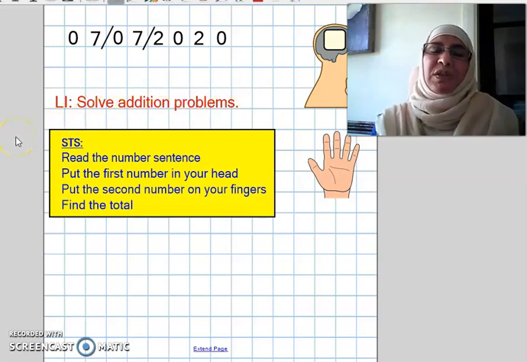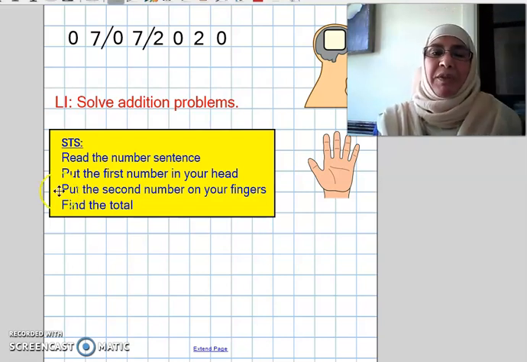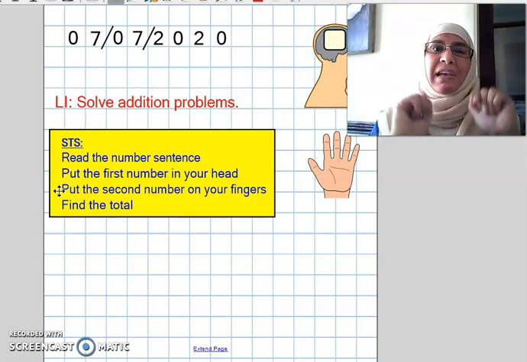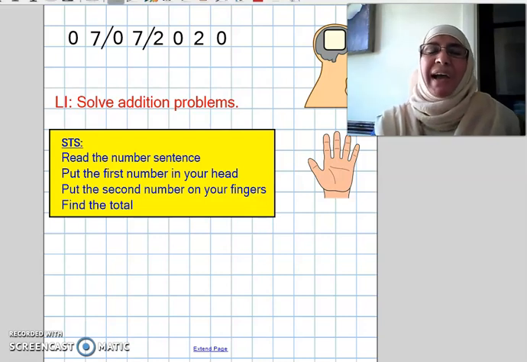Now these are the steps to success that we did yesterday. Let's see if we can just recap on them. So, step 1, read the number sentence. Step 2, put the first number in your head. Step 3, put the second number on your fingers. Step 4, find the total.